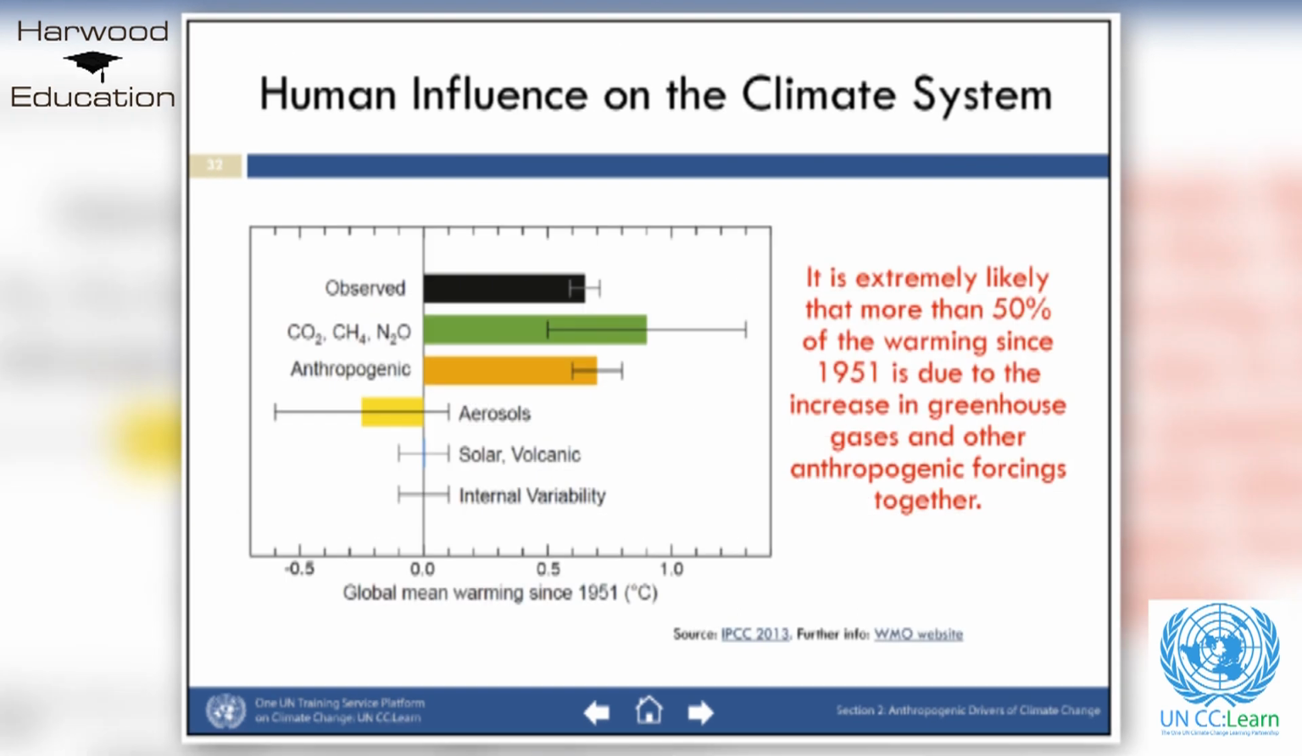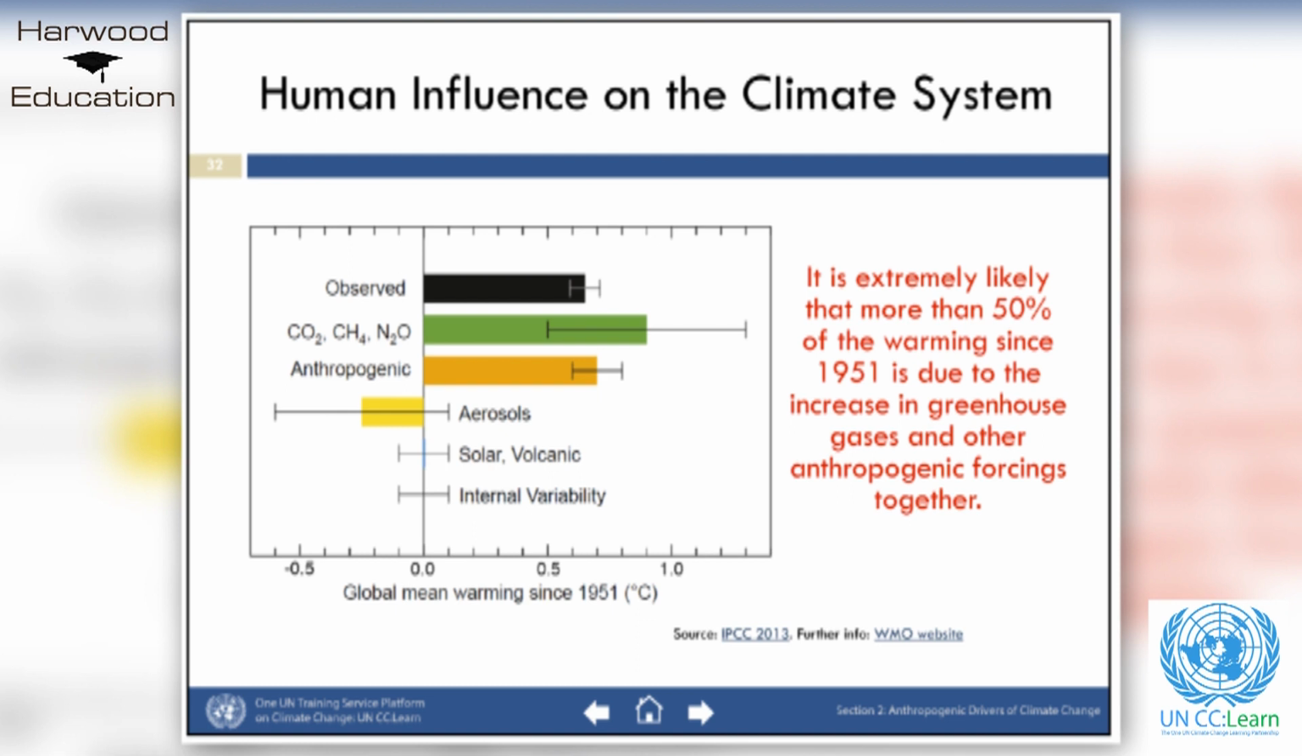Human influence on the climate system. This figure illustrates the important impact of human activities on the climate. It shows the contribution of different anthropogenic and natural factors to the observed temperature increase of about 0.6 degrees centigrade since 1951 on the black bar. The graph shows that GHGs such as carbon dioxide, methane, and nitrous oxide on the green bar are the main causes of the observed temperature change.